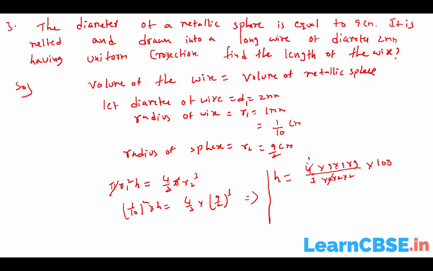2 ones, 2 twos, 2 get cancelled. 50, 3 ones, 3 threes. Then height equals 243 into 50, nothing but the length L here. 2150 centimeters. This is the length of the wire formed.